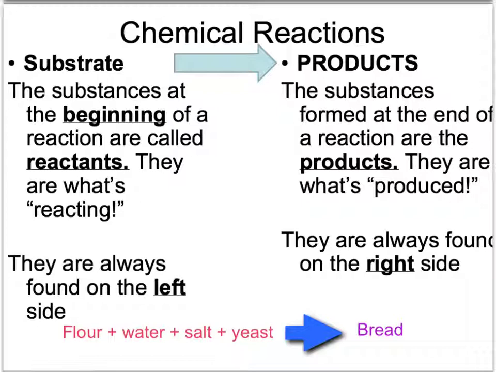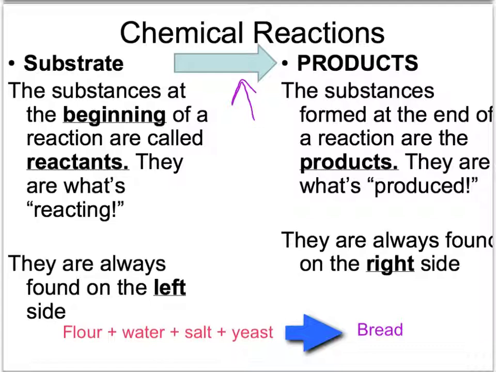There are 2 sides of every chemical reaction, and in the middle of those 2 sides is always a big arrow. On the left side is something called a substrate. The substrate is at the beginning of the reaction. It's called the reactant, and it is what is reacting. Substrates or reactants are always on the left side of a chemical reaction.